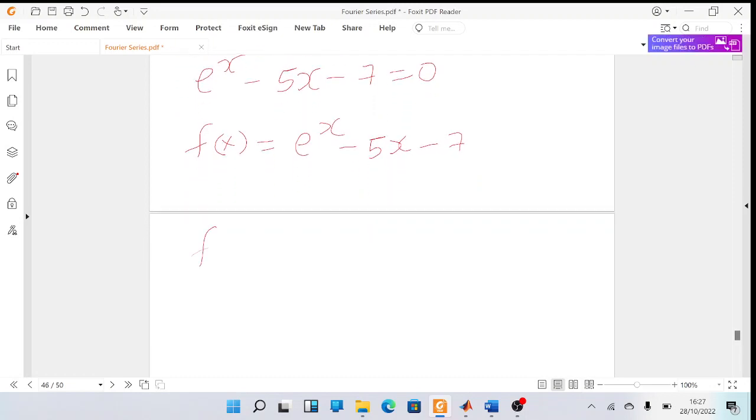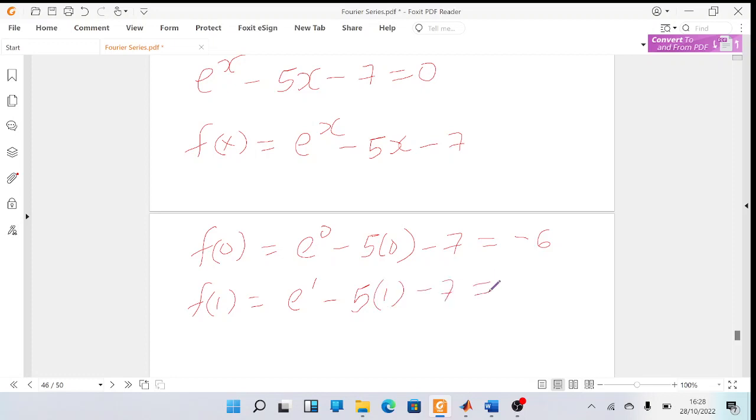So we can start by finding f of 0, and this will be e raised to power 0 minus 5 times 0 minus 7. So we say that e raised to power 0 is 1, so we have 1 minus 0 minus 7, that will give us minus 6. Then we find f of 1, which is e raised to power 1 minus 5 times 1 minus 7. And if we work out this value, we get minus 9.28, approximately, correct to 2 decimal places.